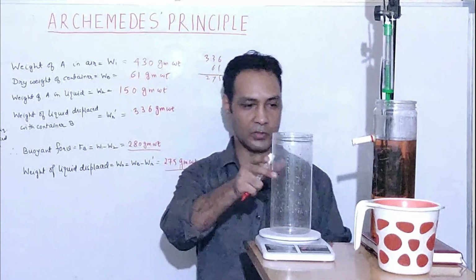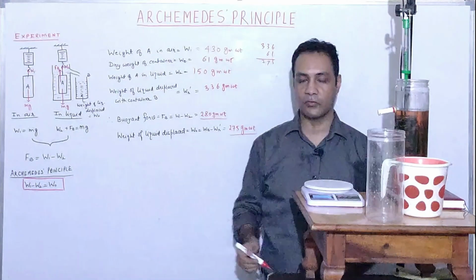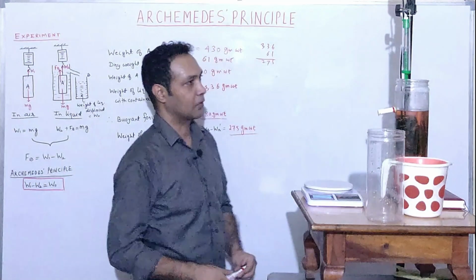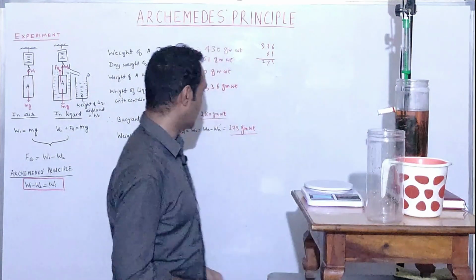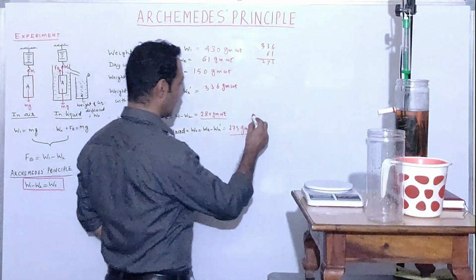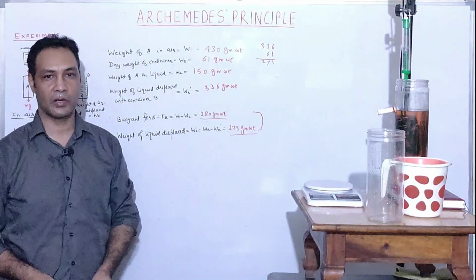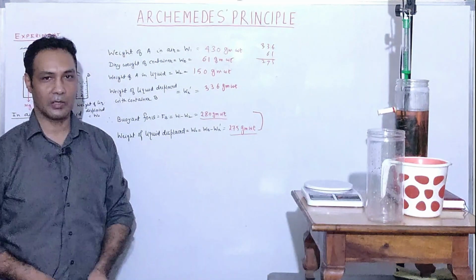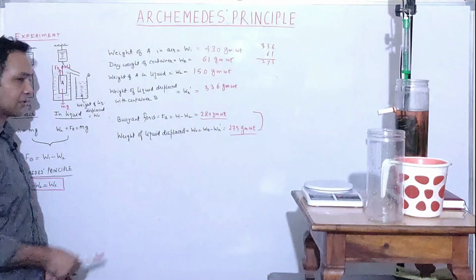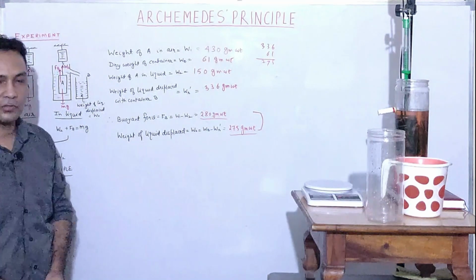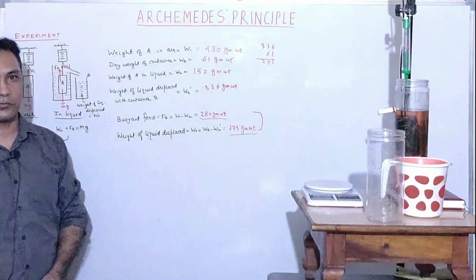Remember, there is always some error in an experiment because of the limitation of the instrument we are using. The least count of this instrument is 10 gram, and the error is not more than 10 gram. So we have experimentally verified the Archimedes principle, and we have shown that the buoyant force, that is the weight of the solid in air minus the weight of the solid in liquid, is equal to the weight of the liquid displaced.